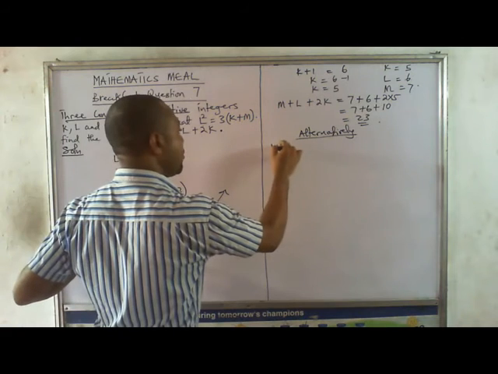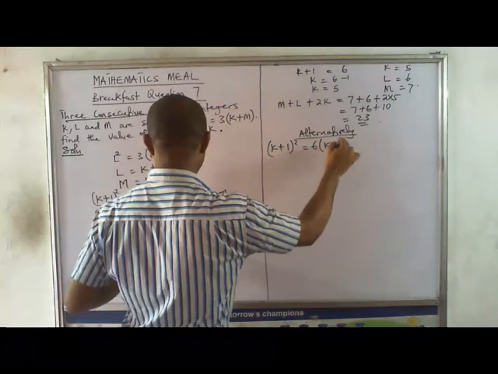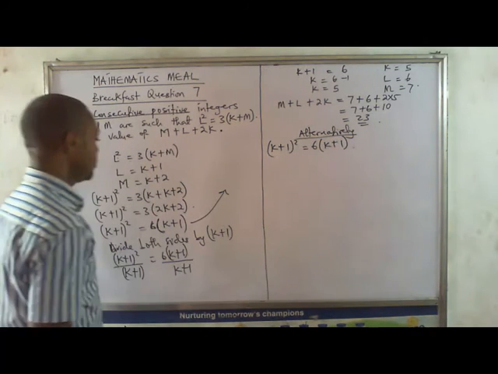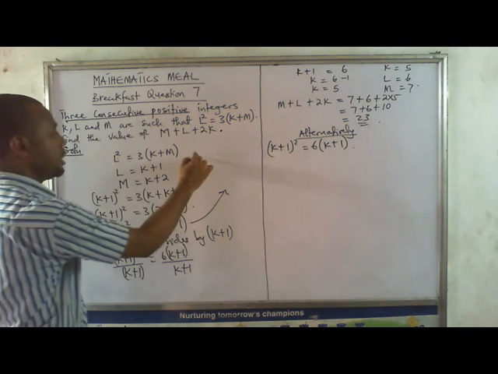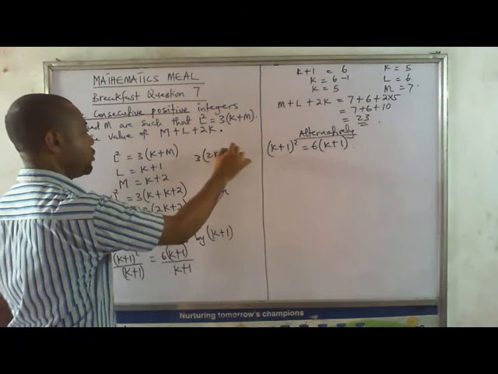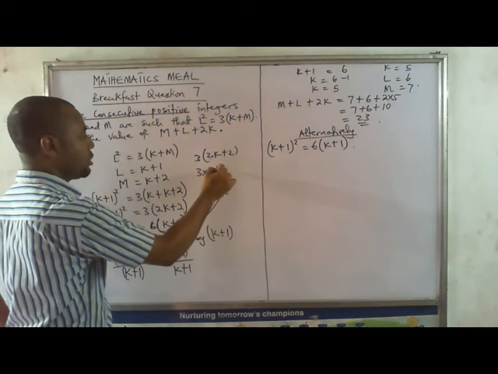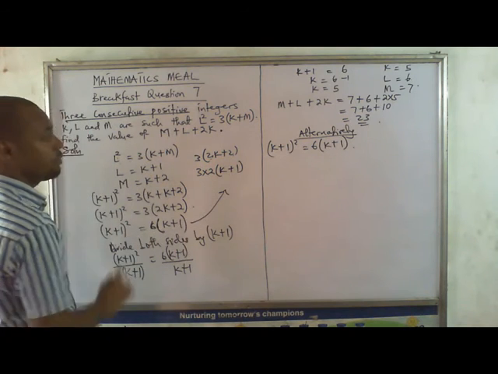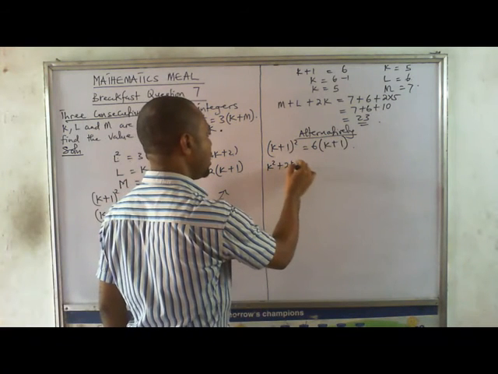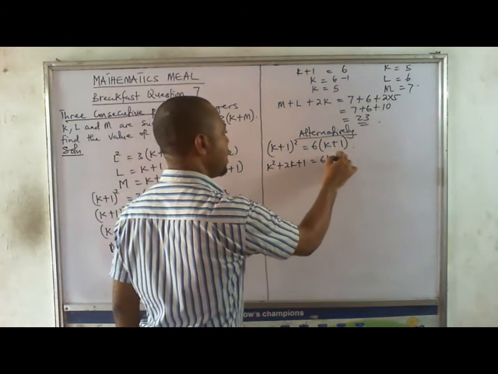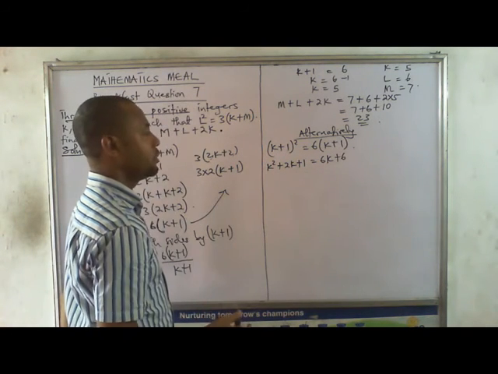I have k plus 1 all squared is equal to 6 bracket k plus 1. At least we knew how we obtained this 6. 3 bracket 2k plus 2. 2 is common, so this becomes 3 times 2 bracket, because when you factor 2, now we have k plus 1. 3 times 2 will give us 6. Now, if we expand this, we are going to have k squared plus 2k plus 1. This will give me 6k plus 6. Okay? Let's transfer everything to this place.